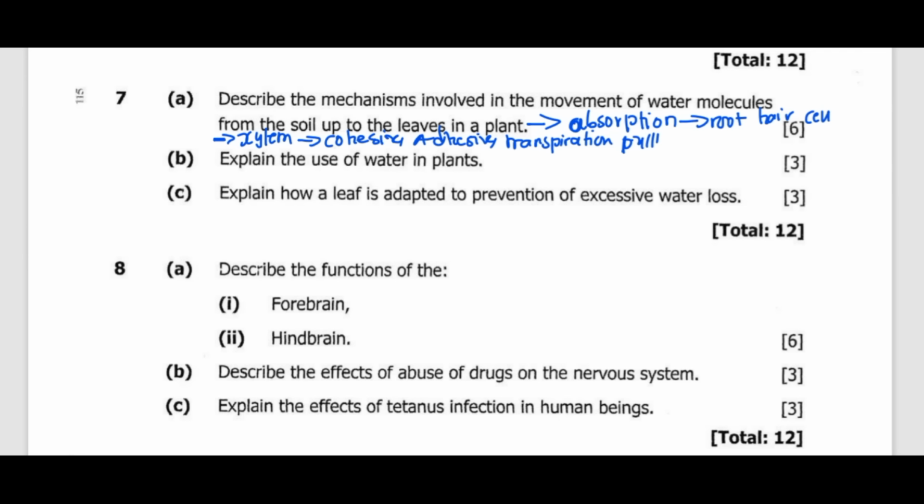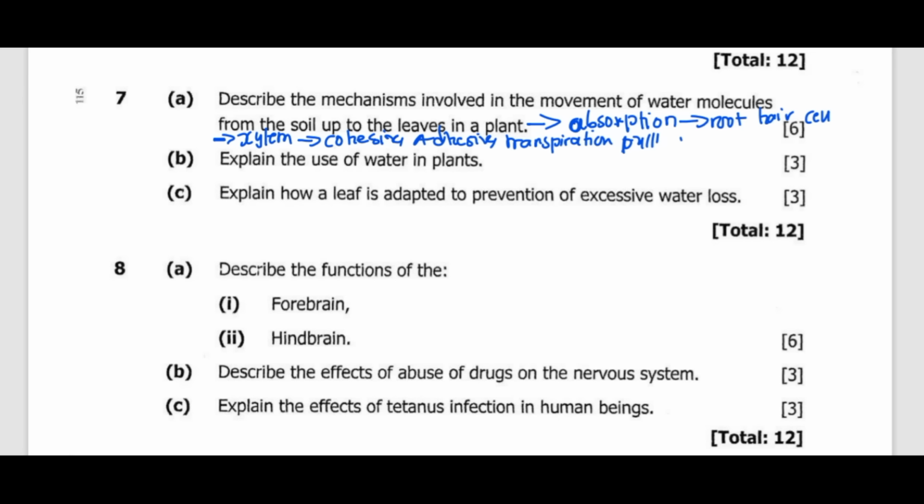So these are the factors that help water to move against gravity. So the point is, the first one, we need to look at the absorption. You need to write about how water molecules are absorbed. Then after absorption by the root hairs, you need to look at the movement of water in the xylem, and the factors that assist water molecules to move in the xylem. Then from the xylem, water reaches the leaves. So that is the mechanism involved in the movement of water molecules from the soil up to the leaves in a plant.